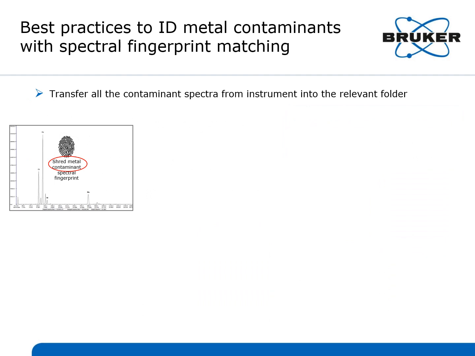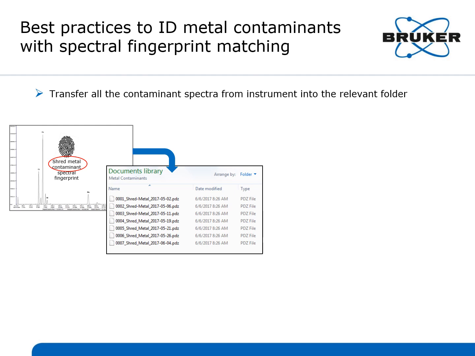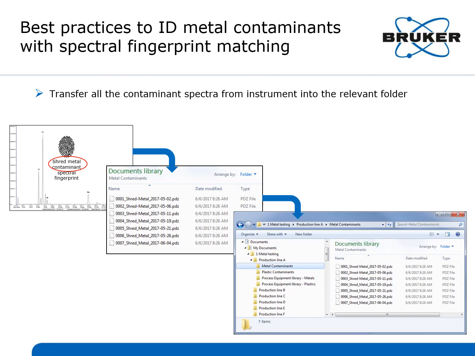Once the data has been collected, you then need to name the contaminant and transfer its spectra to the correct folder in your production line library. If you found it on production line A, you would then save it to that line's metal contaminants folder.